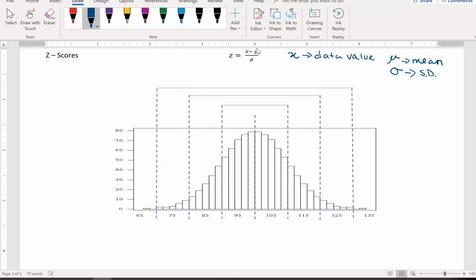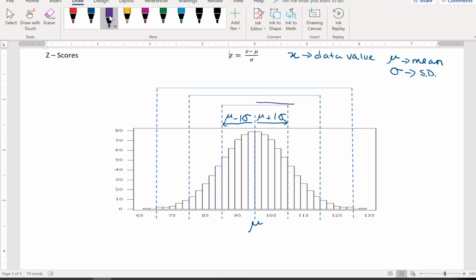So you can calculate that, or if you already have the histogram, the graphical display of the data, then you can easily find a z-score for a data value from the histogram. So let's take a look at that. Right here we have the mean. Between the mean and this first line here, this is the mean plus 1 standard deviation. Between here and here, this is the mean minus 1 standard deviation.